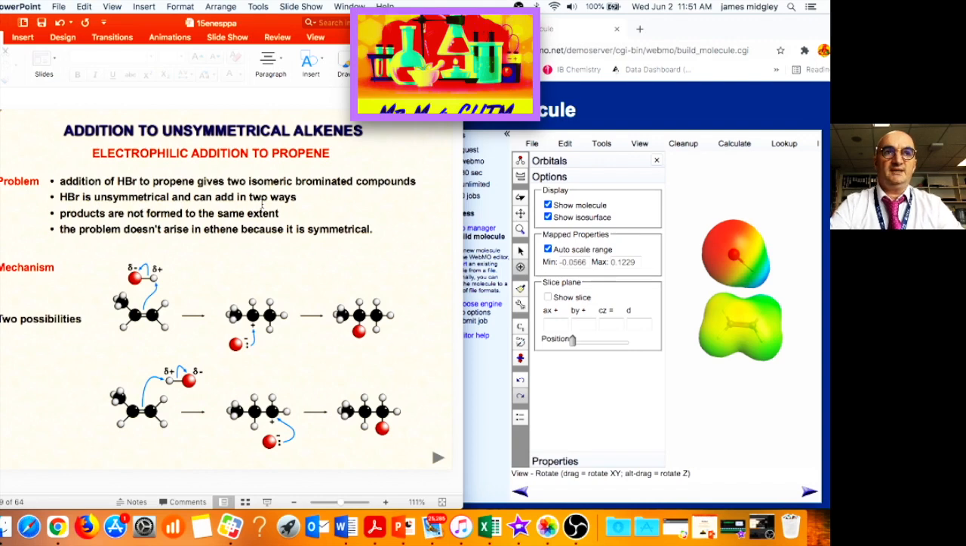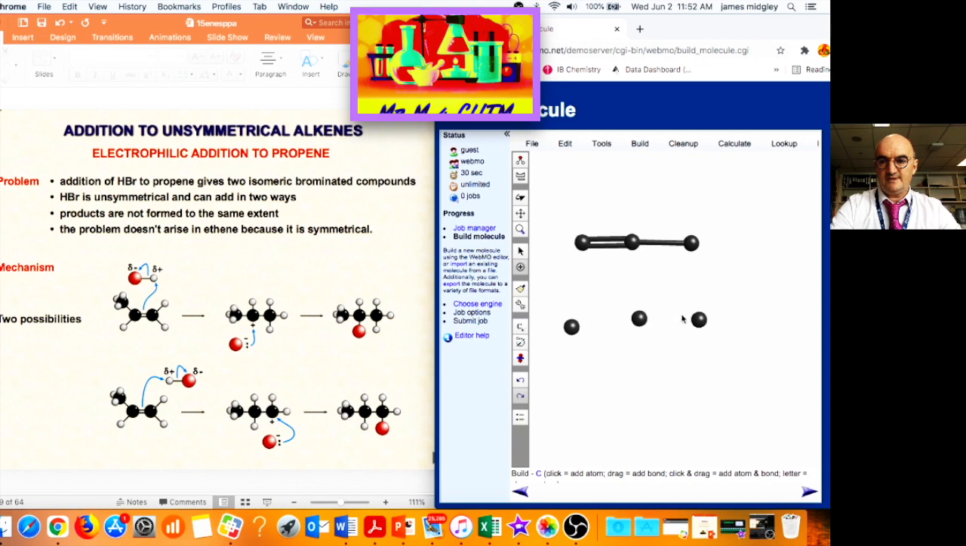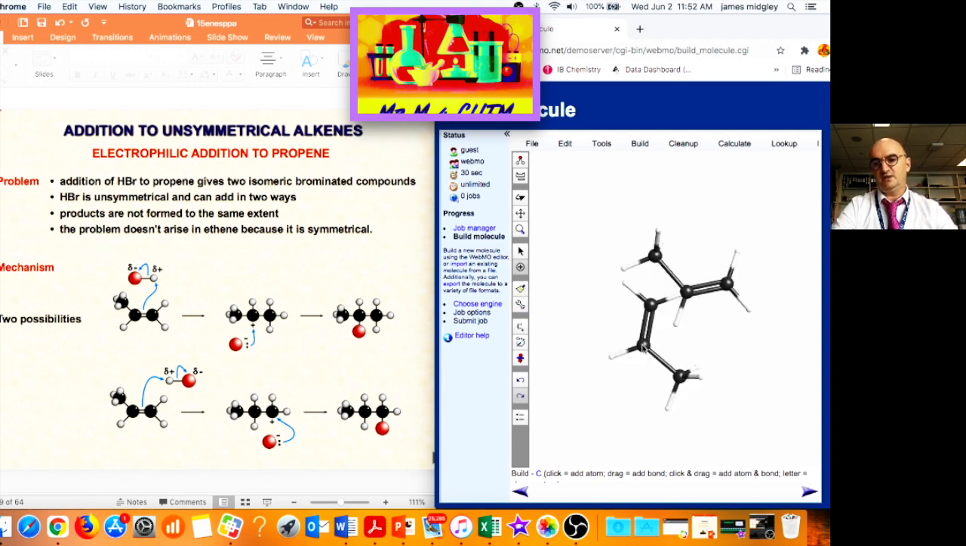Ethene is a symmetrical alkene. What happens if we add to an unsymmetrical alkene? Because when we do that, we then introduce choice of outcome. So you are all intelligent chemists, and here are 2 identical molecules of propene.